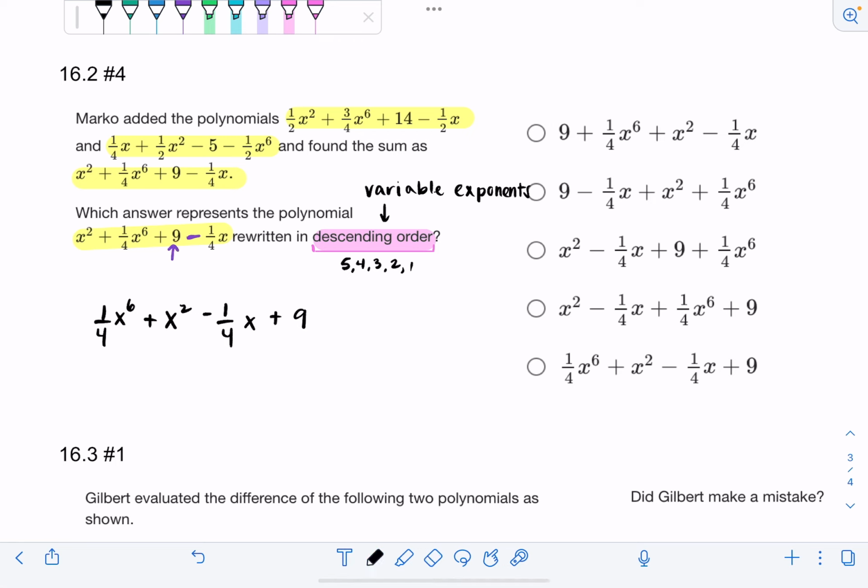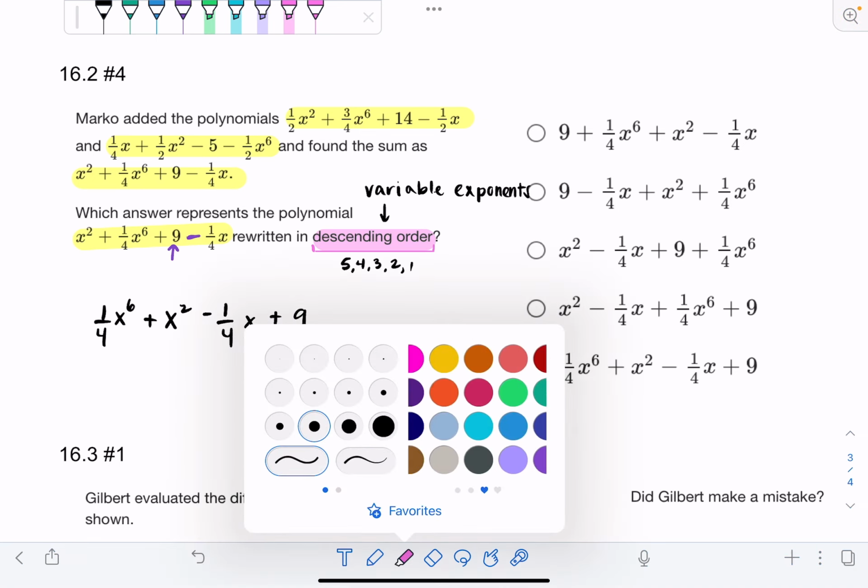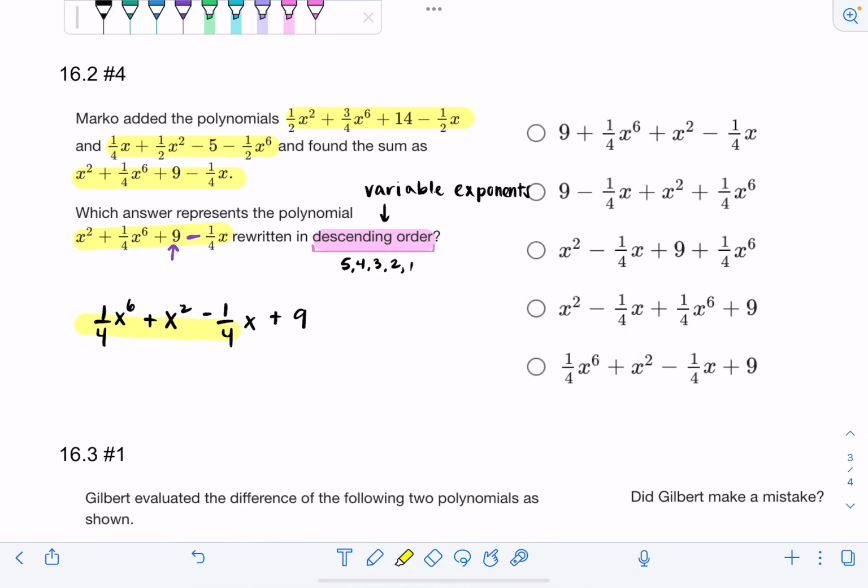So altogether, 1/4 x to the 6 plus x squared minus 1/4 x plus 9. And that looks like on mine it's this one. Okay, I'm sorry, I probably butchered a lot of those fractions by switching my 1/4 and 1/2. But the biggest thing for this problem is just understanding what it means for something to be in descending order. That means that you count down from the highest exponent to the lowest. So 6, 2, 1, and then always the constant term at the end.